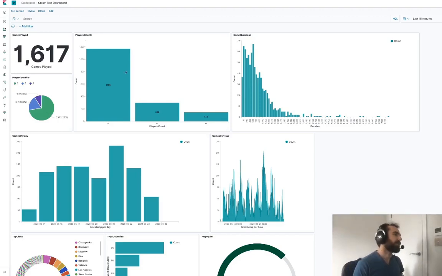So first, we have kind of general game analytics. 1600 games played during the festival, and that was quite good because there's a lot of games to try during 6 days of the festival. So we're glad some people played it, so we can have a look at the data now.